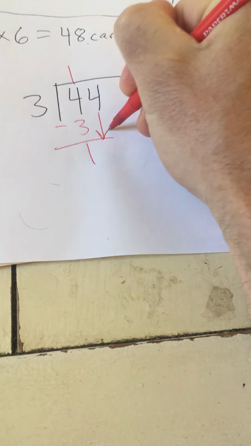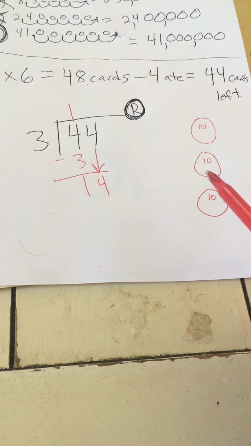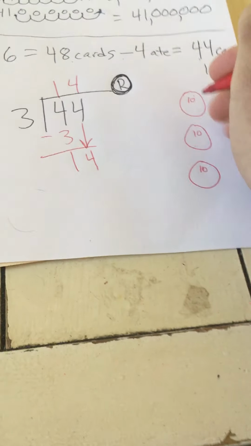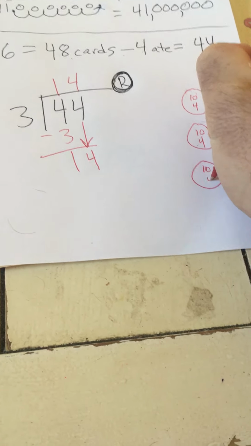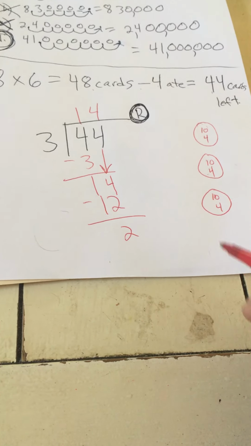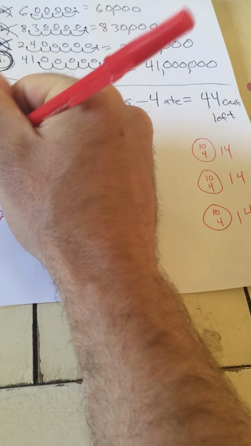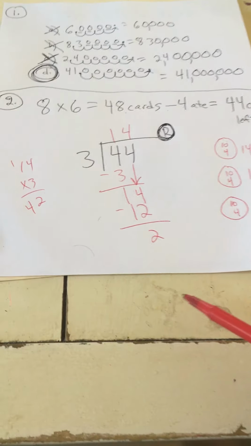So now we're going to add that 10 with the 1s. Now there's 14 cards left, and she's going to break it into 3 equal groups. So she can put 4 into each group, which is 12, and then she has a remainder of 2 cards. This is 14, 14, and 14. So 14 times 3 is 42 cards.